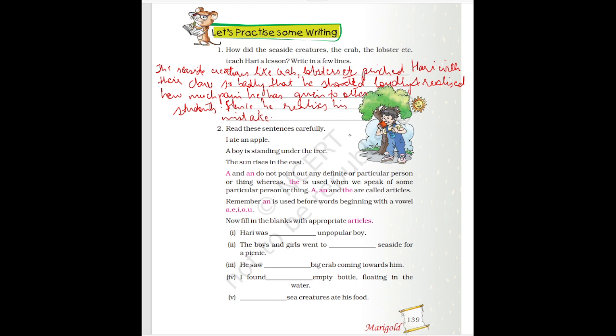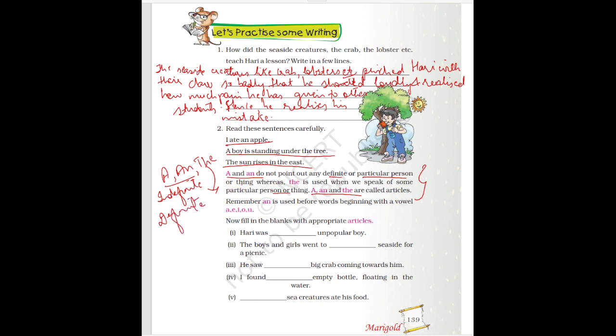Then next is read these sentences carefully. I ate an apple. A boy is standing under the tree. The sun rises in the east. A and an do not point out any definite or particular person or thing. The is used when we speak of some particular thing or person. A, an and the are the articles. A and an are indefinite articles, and the is the definite article.